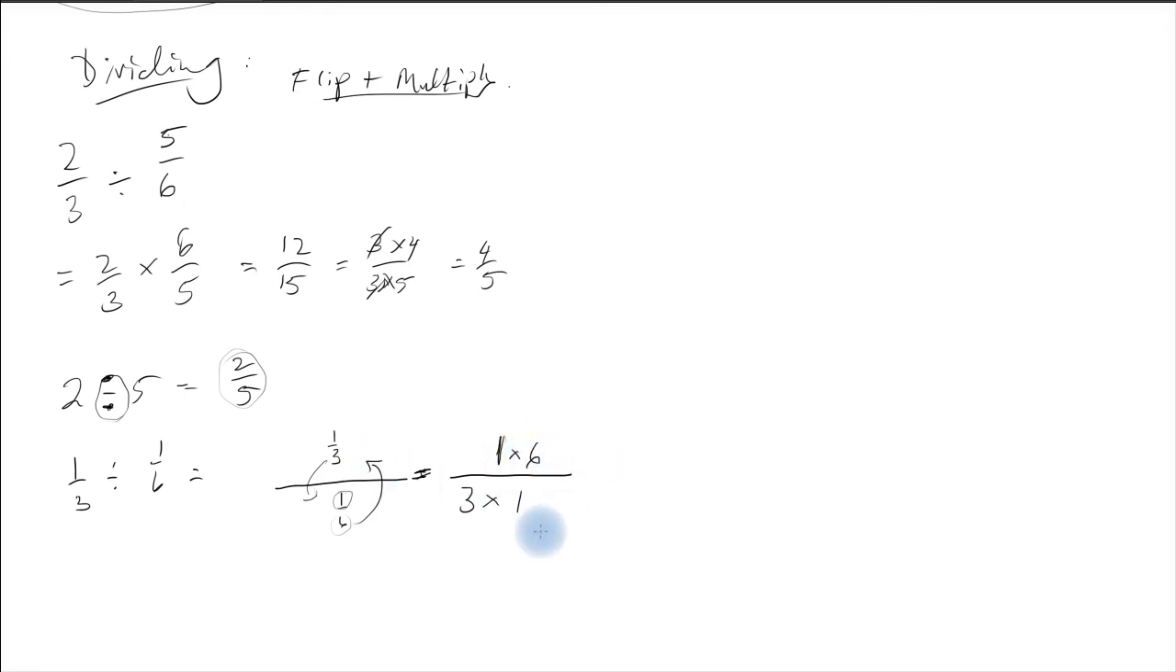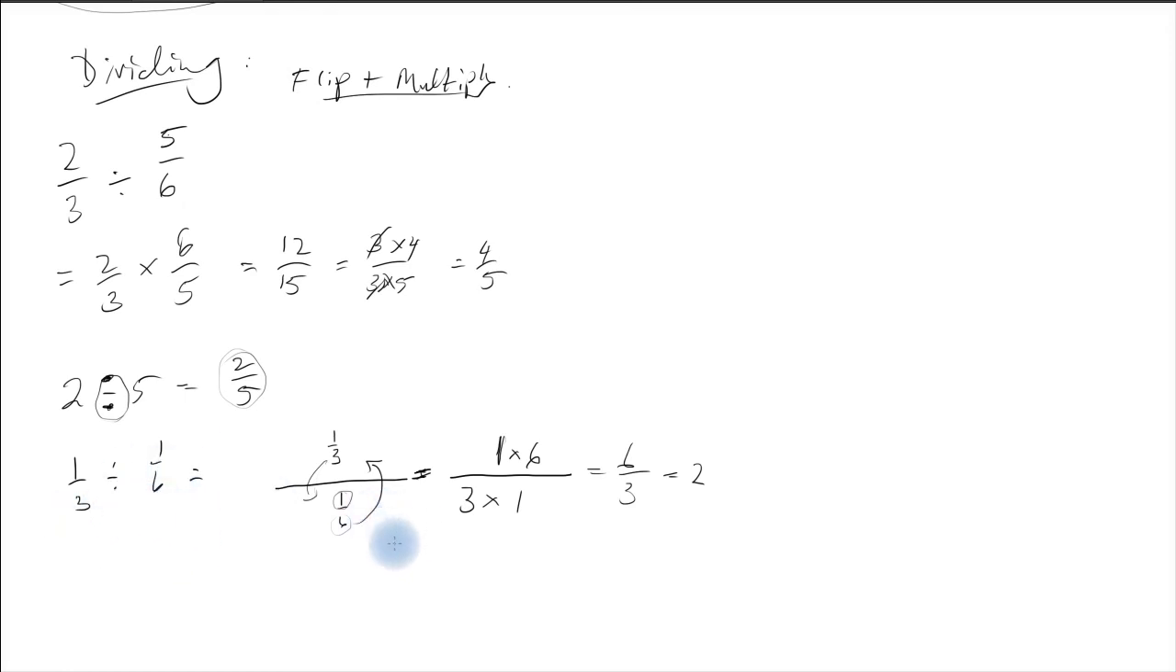Okay, so a third divided by a sixth is going to be 1 times 6 over 3 times 1, which is 6 over 3, which is 2. Okay, so that's saying 2 sixths makes a third, which makes sense.